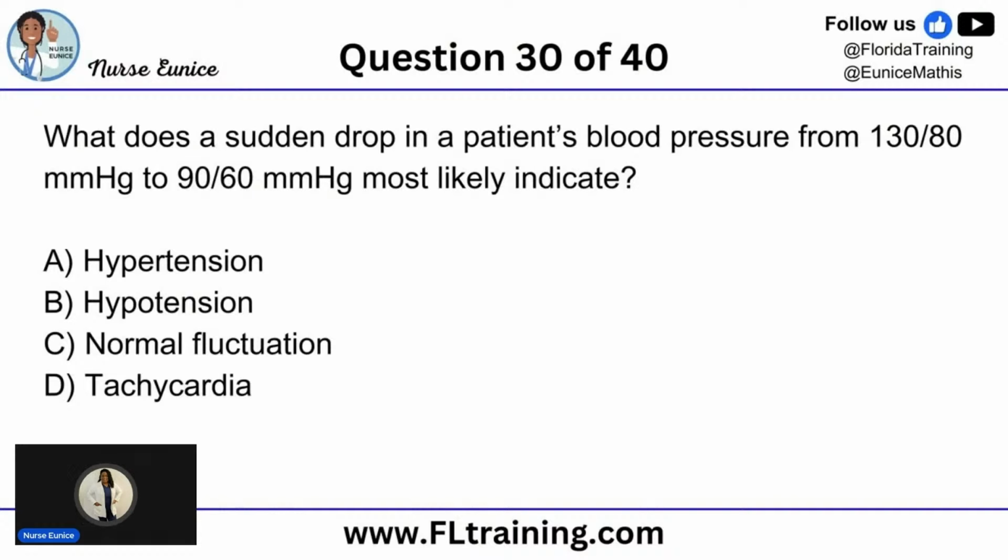Question 30, we're almost to 40, y'all. Question 30, what does a sudden drop in a patient's blood pressure from 130/80 to 90/60 most likely indicate? Is it A, hypertension, B, hypotension, C, normal fluctuation, or D, tachycardia? All right, so Miss Miller's blood pressure was previously 130/80, and now you check it and it's 90/60. What does that indicate? Revealing the answer in 5, 4, 3.